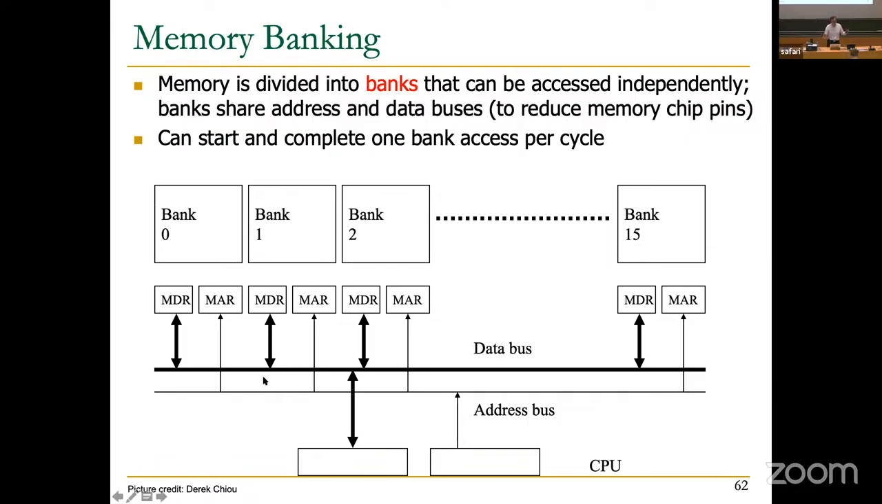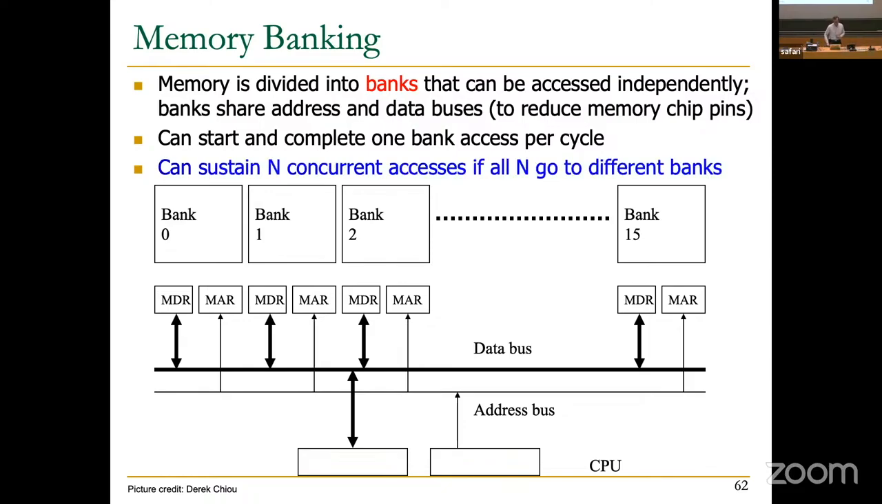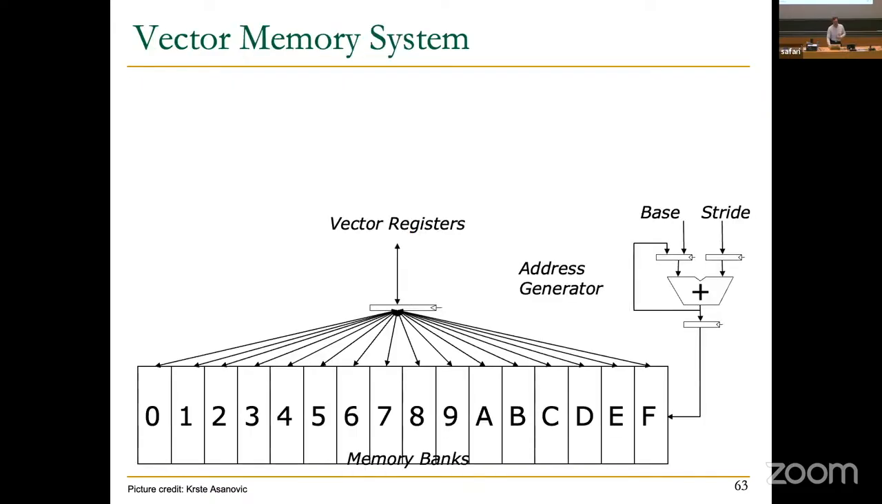That sounds good so far. But under what conditions becomes an issue? We'll talk about that. Basically, under this condition, you can sustain n concurrent accesses if all n go to different banks. So I'm going to finish the vector memory system, and then we're going to take a break.